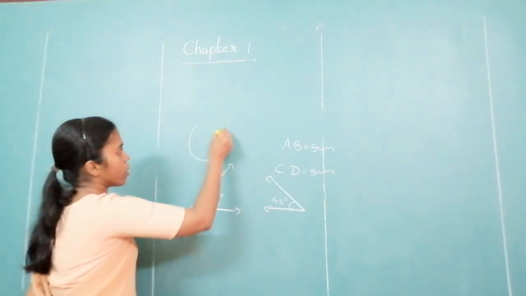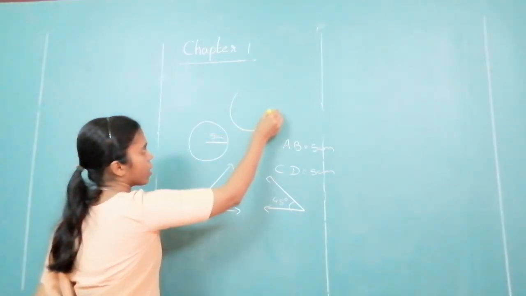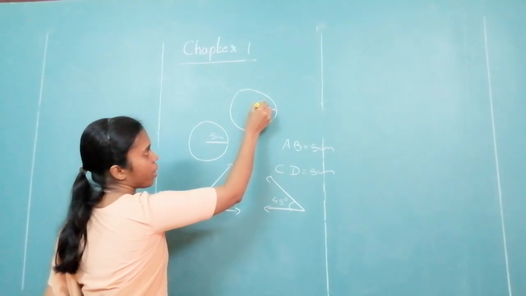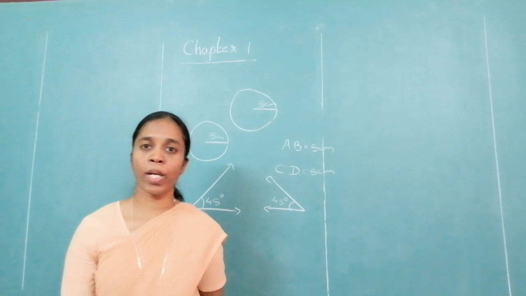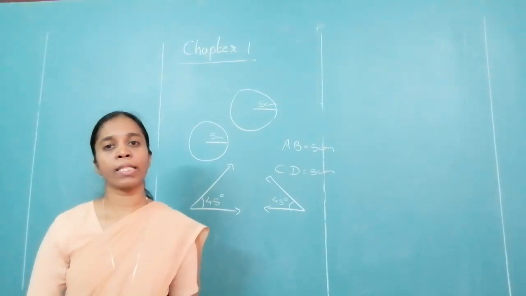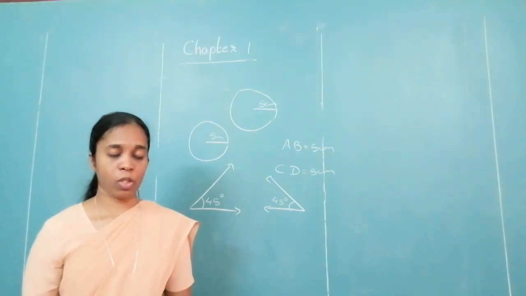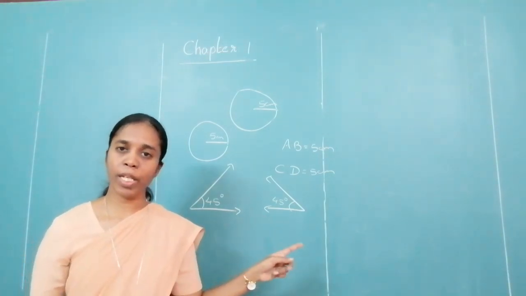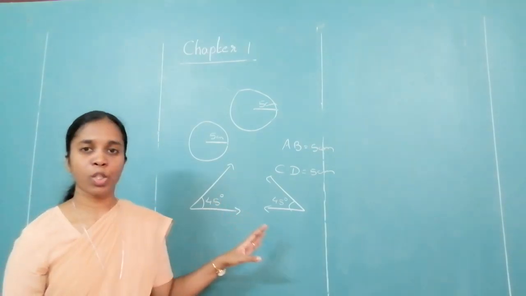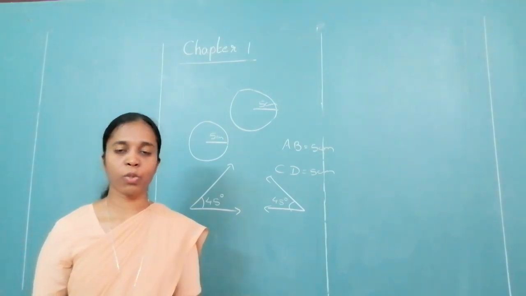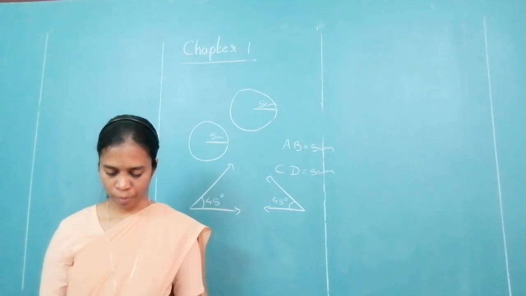Suppose you have two circles. Okay, the radius is 5 centimeter. We have another circle over here. Again the radius is 5 centimeter. Can I say these two circles are congruent? Yes. Why? Because the radius is same. Radius is equal. That is it. So two segments are said to be congruent if they are equal in measure. Two angles are said to be congruent if their measure is equal. Two circles are said to be congruent if the radii is equal.